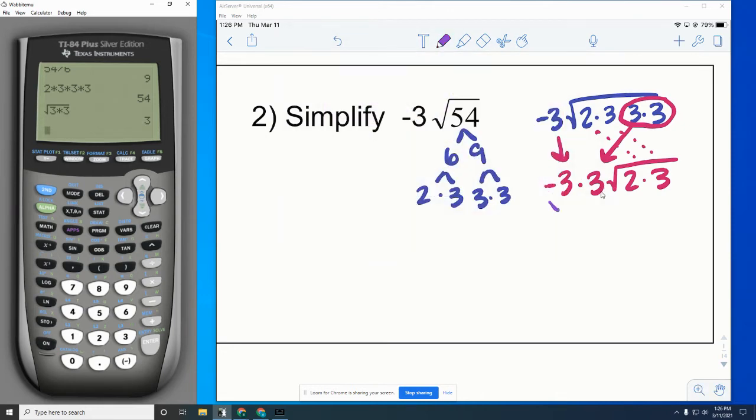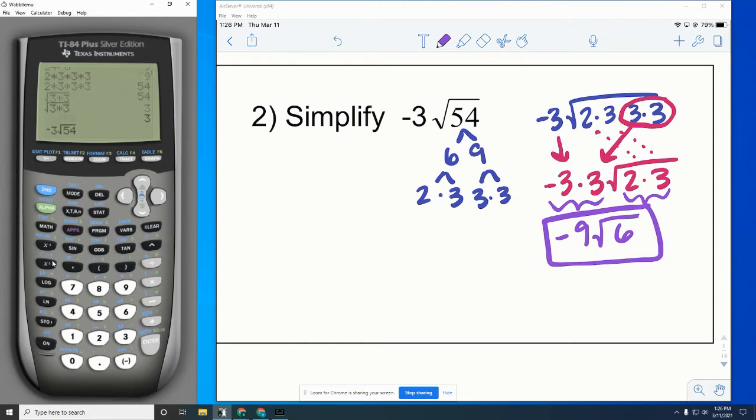Now, once they're outside, they can hang out together. So negative 3 and 3 come together to make 9. And then our friends inside can, I don't know, play video games or something inside. So the 2 and the 3 can hang out together. And so that is my simplified answer. And if we double check, I have the same decimals.